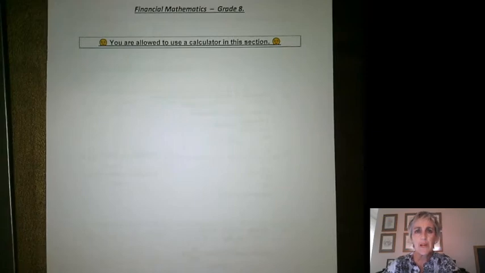Good morning, grade 8. Today we are going to start with financial mathematics. And the nice thing about this whole session is that you are allowed to use a calculator. So for the first time, I think this year, and maybe the last, I'm not going to complain if you use a calculator. So let's start with the first one.